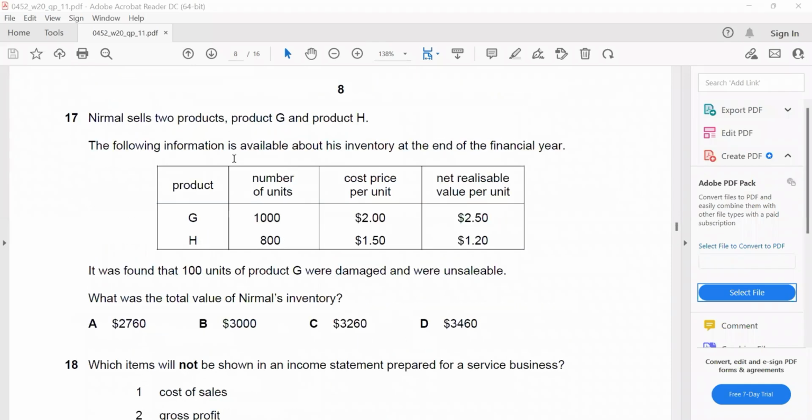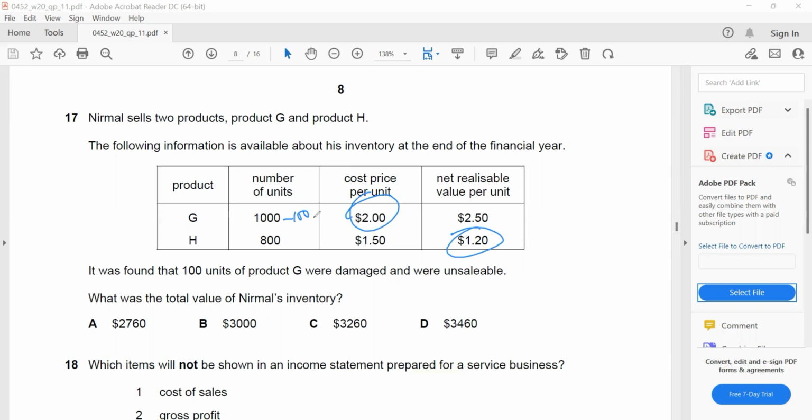In 17, Nima sells two products, product G and product H. The following information is available about his inventory. So let's see, this is valuation of inventory. It was found that 100 units of product G were damaged and unsellable, so we have to minus 100 units. What was the total value of inventory? So this is lower, so we choose the lower.